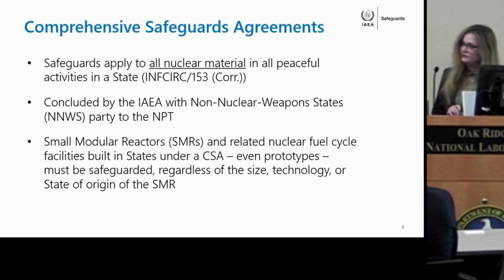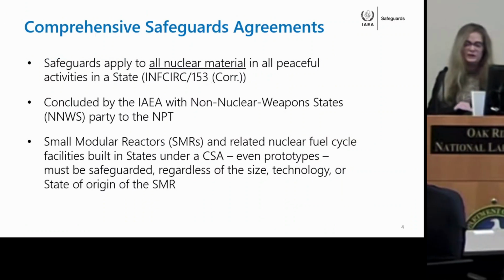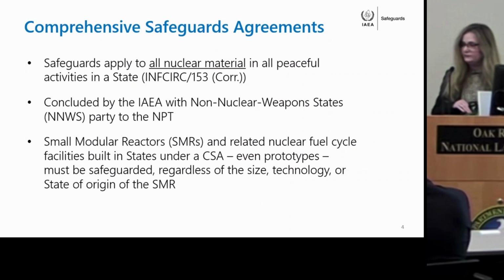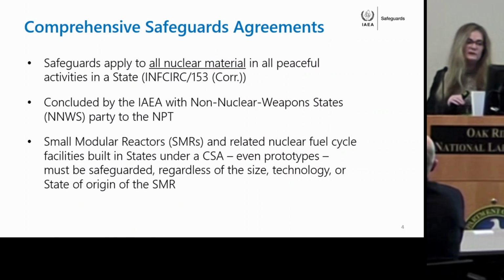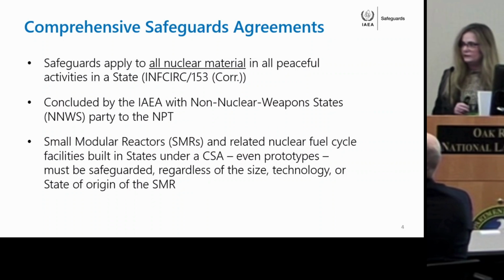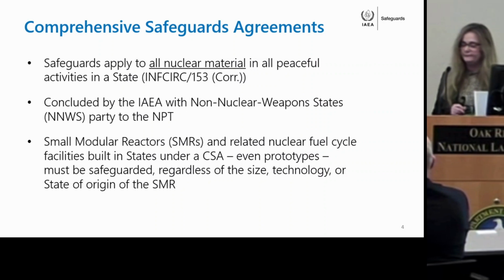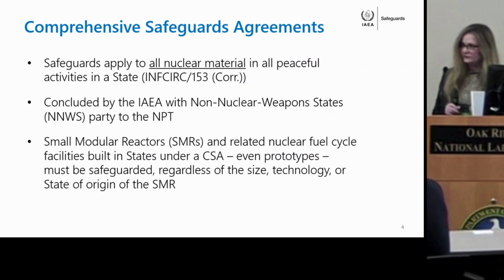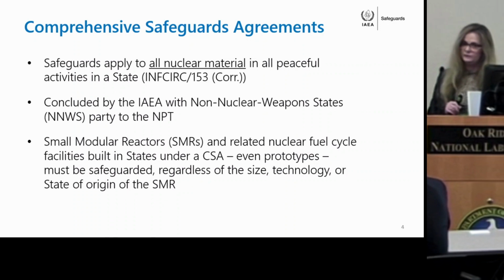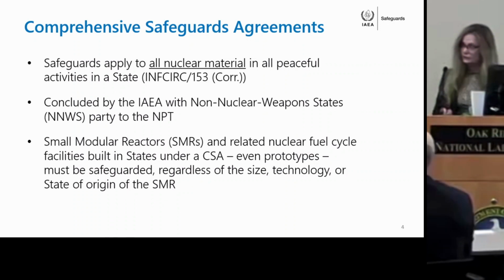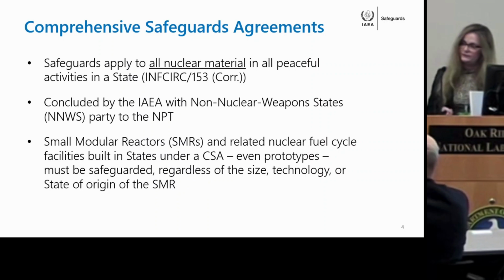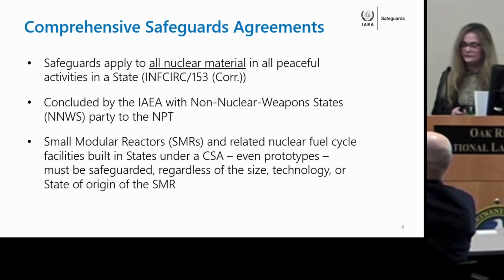And so just before I go on with that slide, I just want to mention that we have two types of agreements that I'm going to be referring to here. Actually, there are several other types, but mainly we're going to be talking about the CSA, which is a comprehensive safeguards agreement, and that's under the INFCIRC 153. There's also a subset of the 153 agreement, which is considered a voluntary offer agreement.